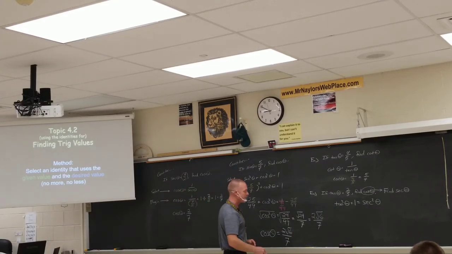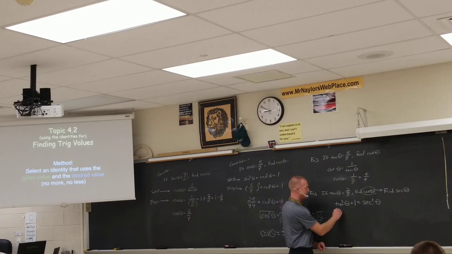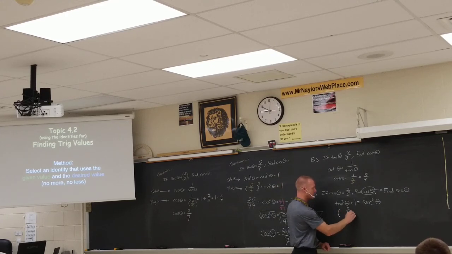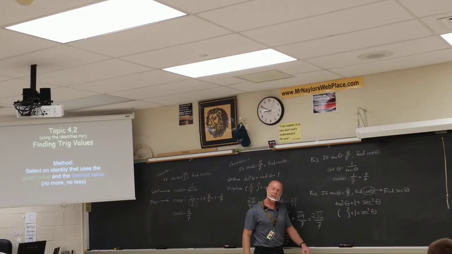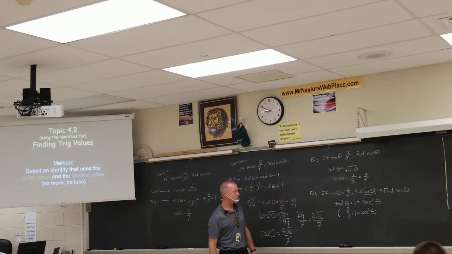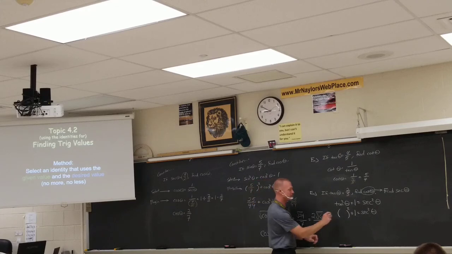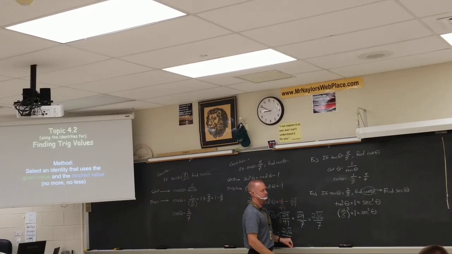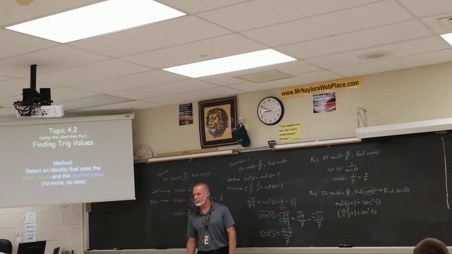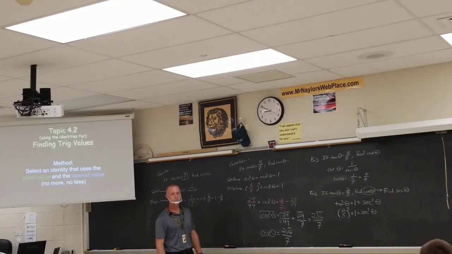Same thing, I just want to be a step behind you. I want you to try to do this, but if you're making a mistake or if you're just not sure how to continue, you can take a look up here. I'm just plugging in 2/5. So now we have 2/5 squared plus 1 equals secant squared.